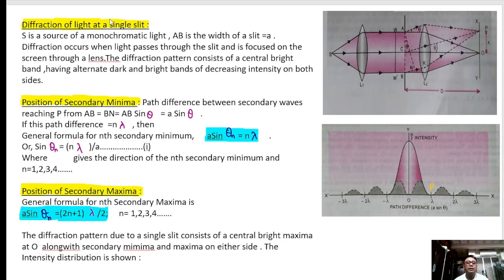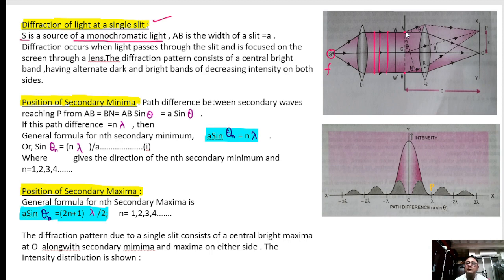Next, diffraction of light at a single slit. Watch here. This is a slit AB, a slit or an aperture. We are taking a monochromatic source of light. S is a monochromatic source of light. Light comes out of the source and falls on a convex lens. The source is kept at the focal length, and the lens gives parallel wavefronts. Here the light rays are coming out parallel.